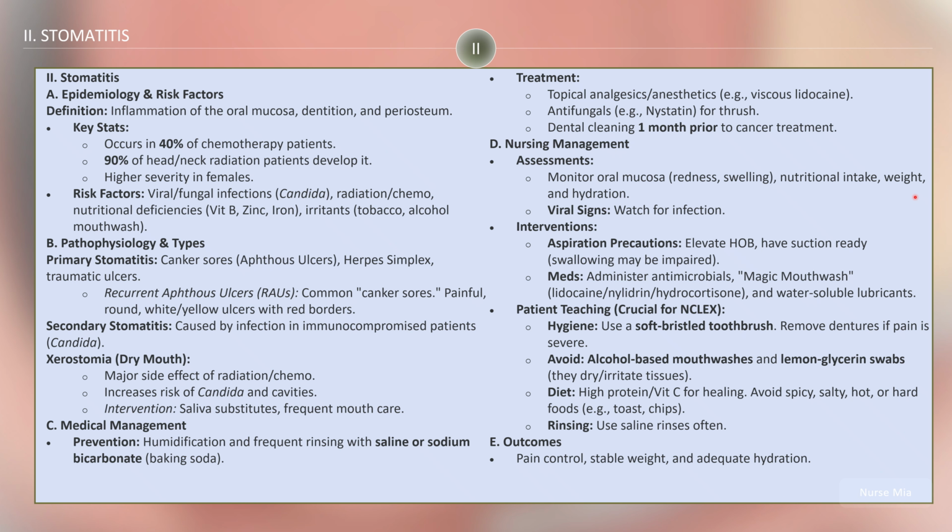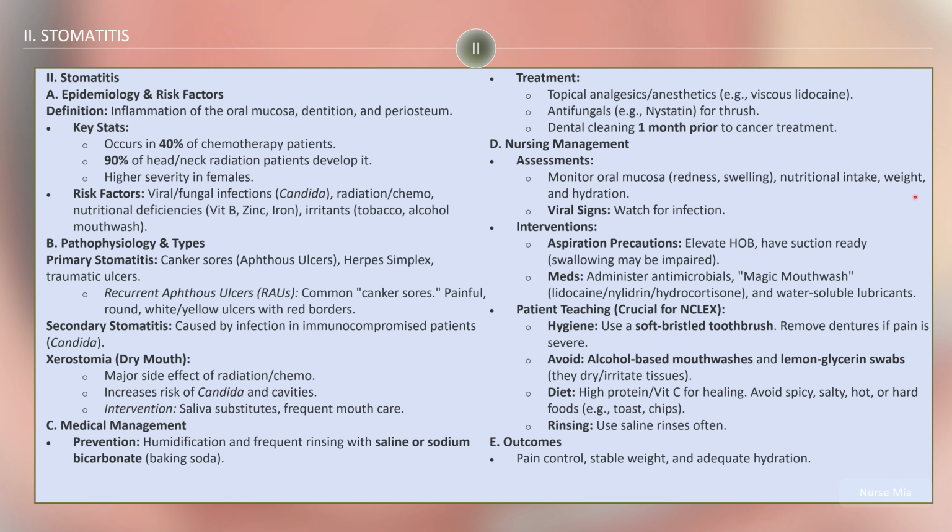The diagnostic approach is physical exam and patient history, including chemo and radiation exposure. Grading scales are used to rate the severity of symptoms, for example grade 1 to grade 5. Treatment includes analgesics, antifungals like nystatin for thrush, and dental cleaning 1 month prior to cancer treatment.